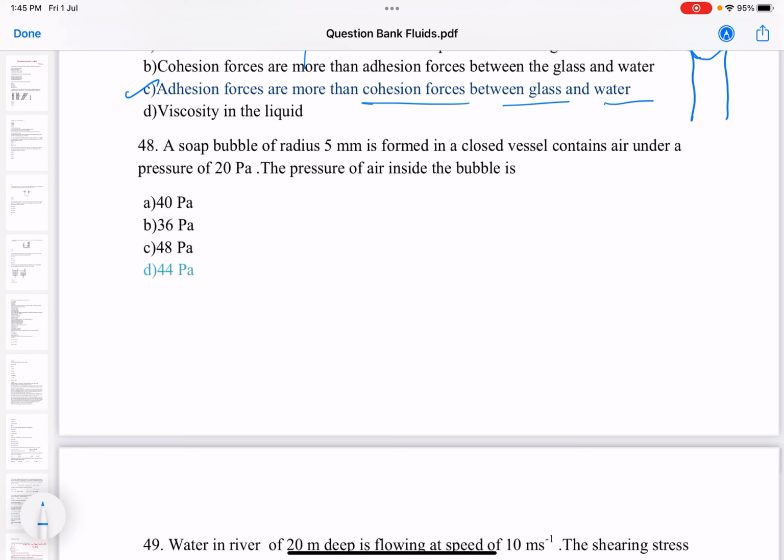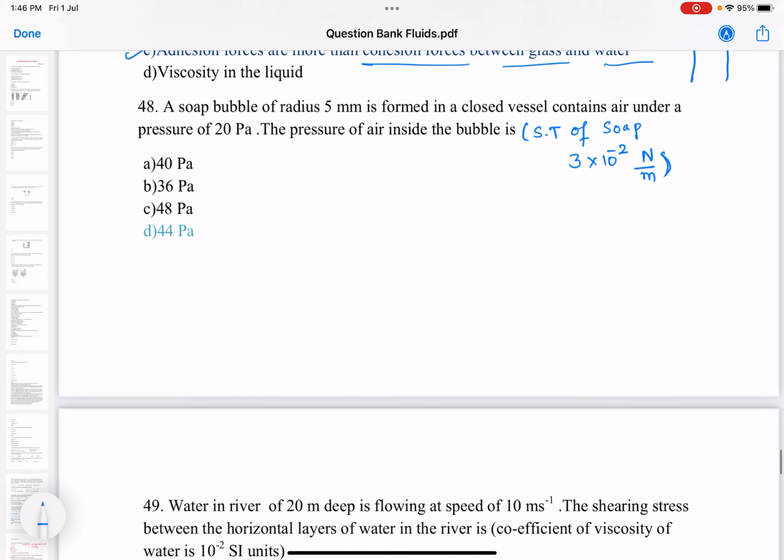In the case of the 48th problem, I have not mentioned the surface tension of soap here. The surface tension of soap is 3 into 10 to the power of minus 2 Newton per meter. Okay, so this should have been given. So that is missed in this question here.